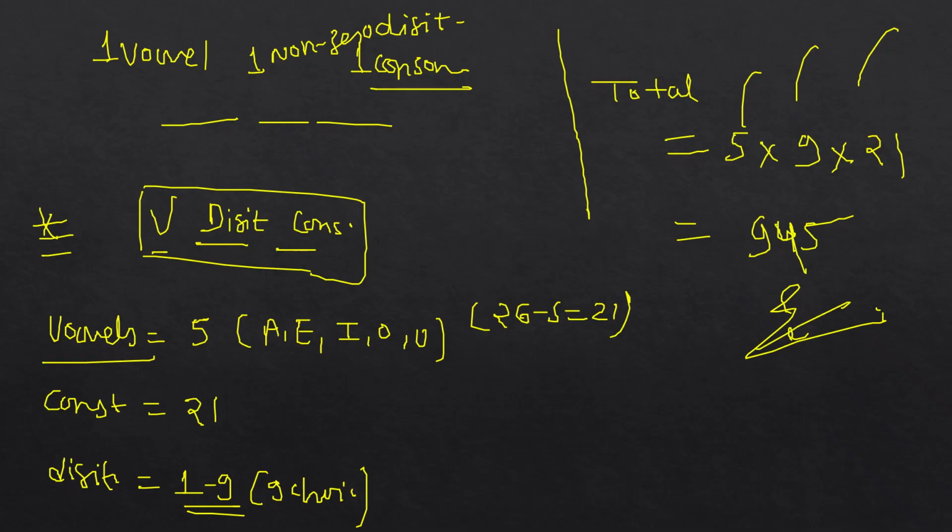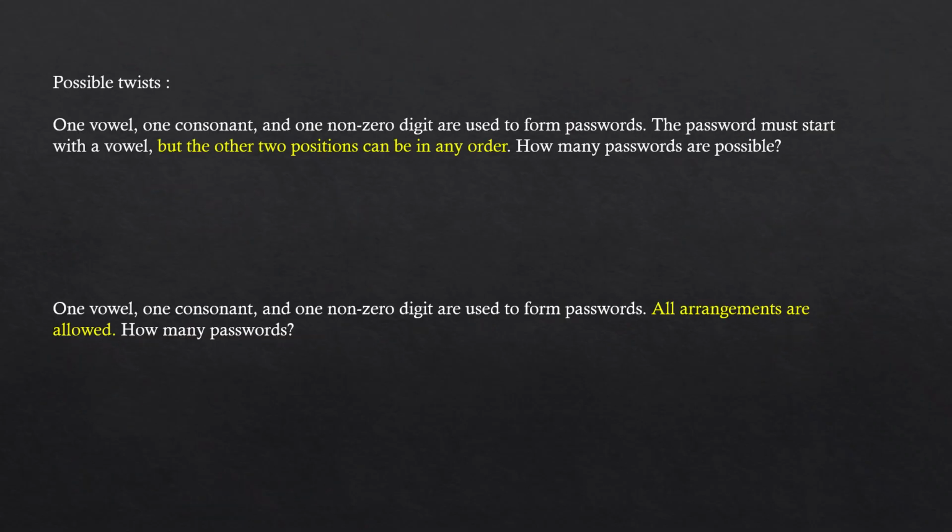Now we'll see some more cases. Some twist may be asked in examination. In the previous question, vowel and consonant positions were fixed, with only variation in digit, which is also like a fix because we can't change here or there. But in this question, I just change it to make some twist.